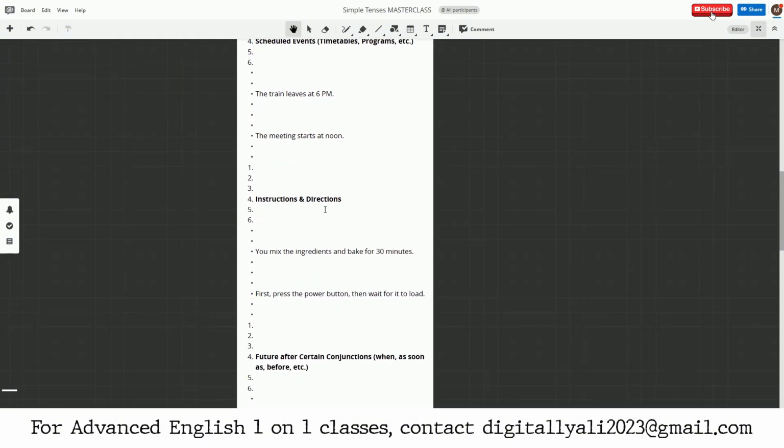Then instructions and directions. You mix the ingredients and bake for 30 minutes. First press the power button, then wait for it to load, right? So these are imperatives. They are also directions and instructions, right? So these also are in present simple.